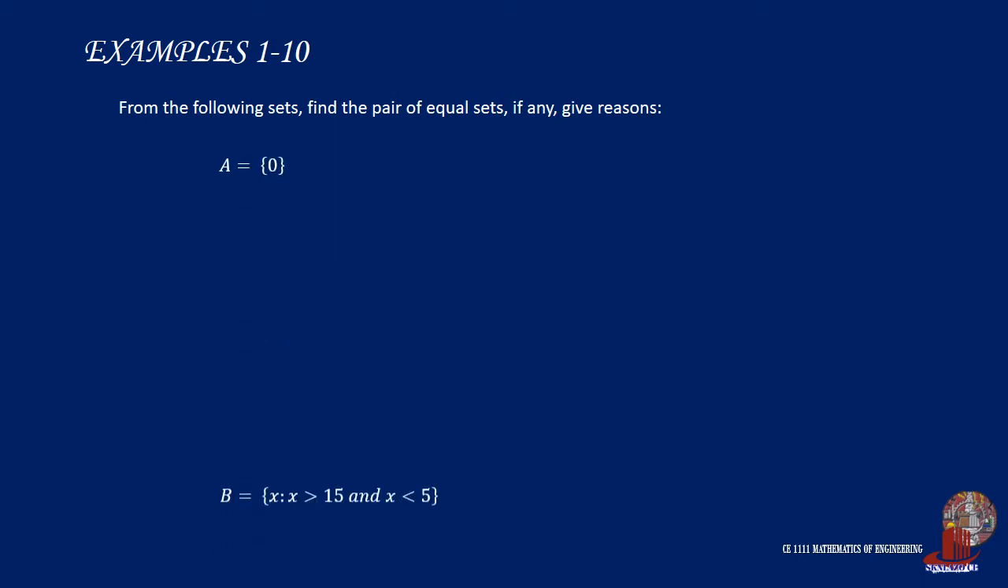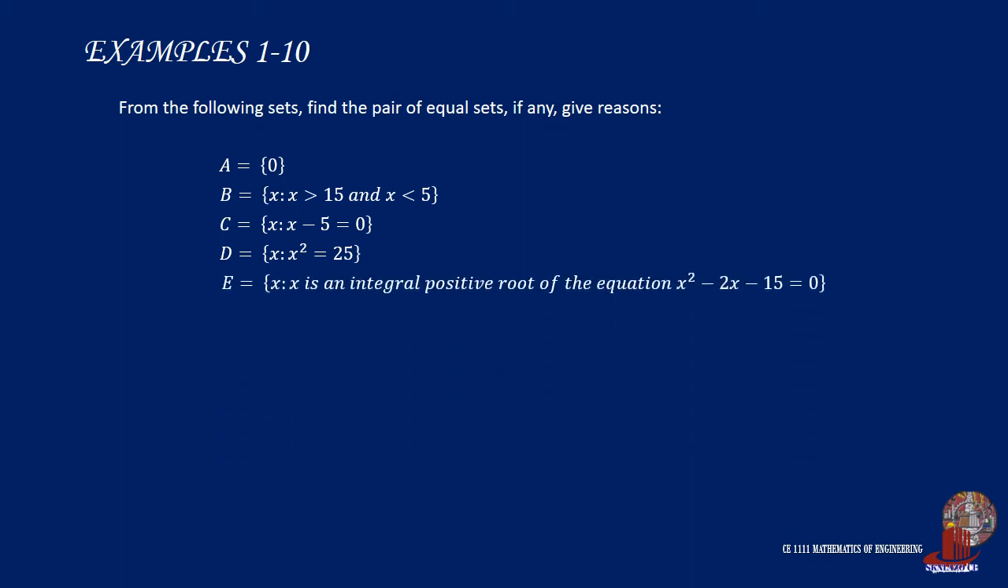Considering the last example for equality of sets, from the following sets, find a pair of equal sets, if any, and give reasons. Set A is equal to 0. Set B is equal to all values of x, where x is greater than 15 and x is less than 5. Set C is all values of x, where x minus 5 is equal to 0. Set D is all values of x, where x squared is equal to 25. And set E is equal to all values of x, where x is an integral positive root of the equation x squared minus 2x minus 15 is equal to 0.